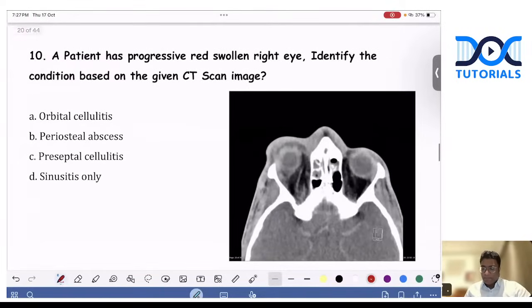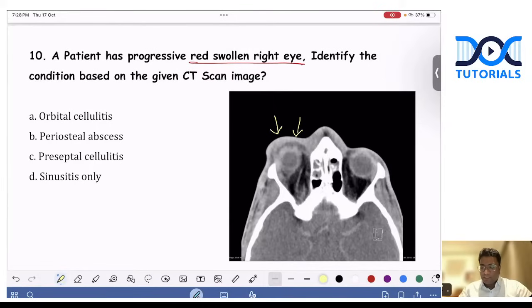Okay, look at this. A patient has progressive red swelling. Identify the condition based on the given CT scan. What did you mark this as? Look at the CT scan. There is a swollen red eye on the right side. The CT scan image is also given, concentrated on the right side.